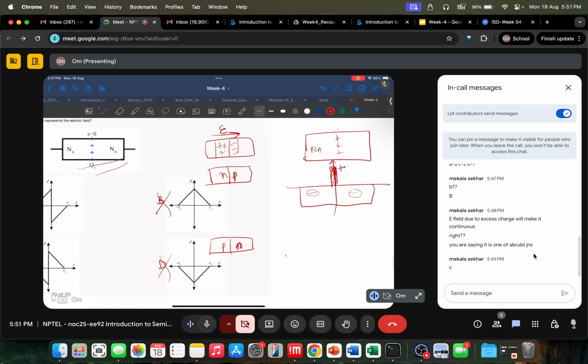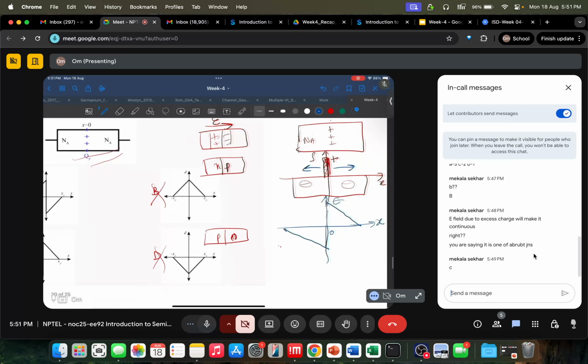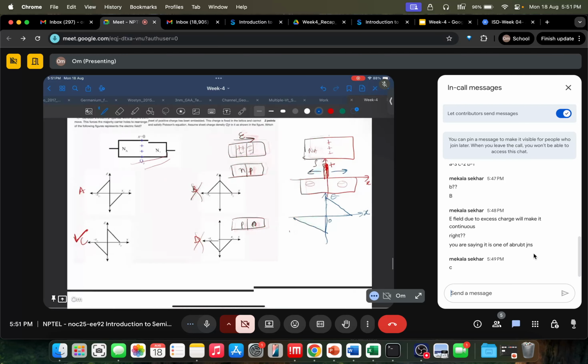So this is the x direction, this is the rho. So electric field, how will it be? It will go in this direction as well and this direction. So definitely electric field will be discontinuous now. For this one, it will be negative to positive. Then from here, it will be positive to negative, right? That's why it's option C.